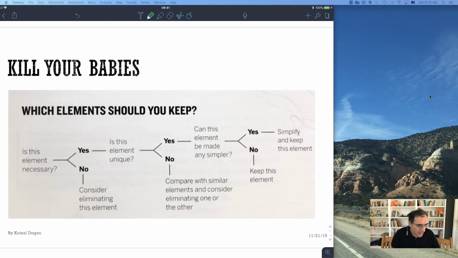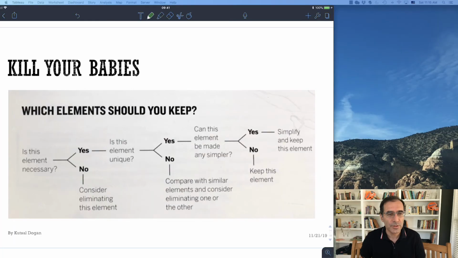So is the element necessary? If yes, is it unique? And the next question is, can it be made any simpler? If none of this is true, then consider eliminating or modifying this chart.